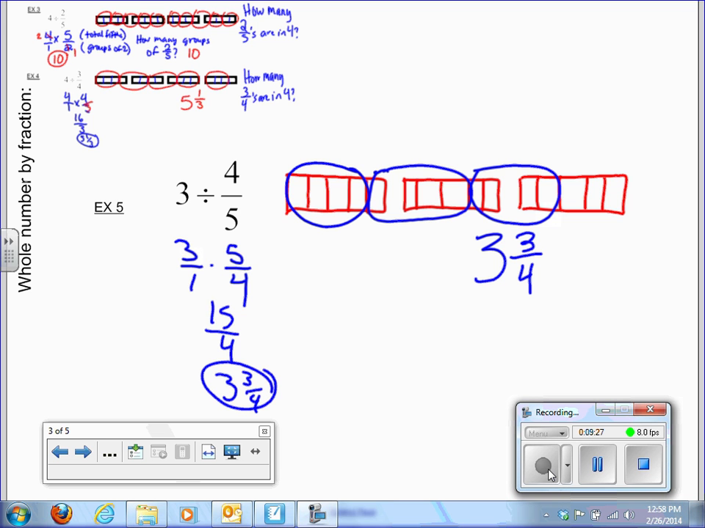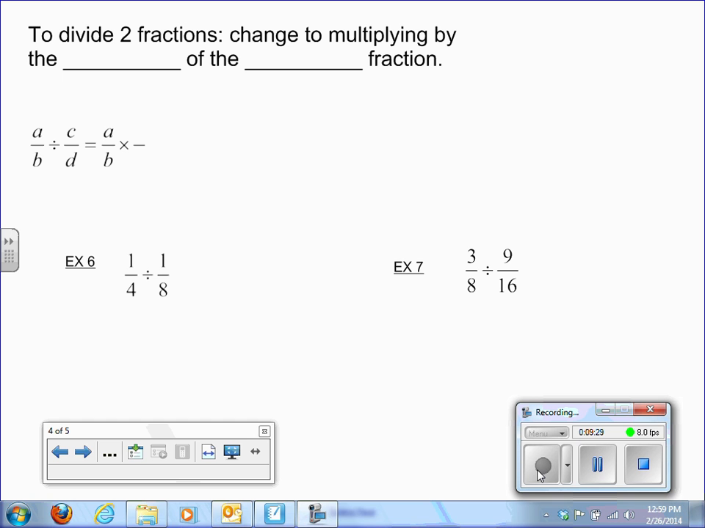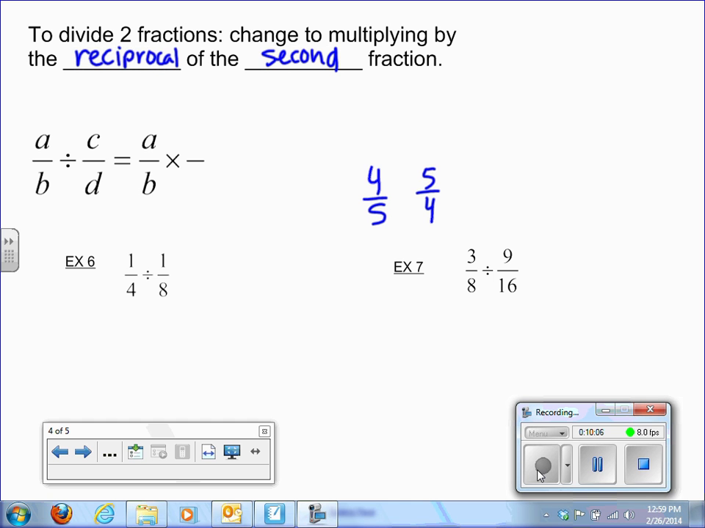Very good. To divide 2 fractions, we change the multiplication by, does anybody know what that's called when you have a fraction like 4/5 and you change it to 5/4? There's a vocabulary term. What do you think, Michael? Okay, it is called the reciprocal. It's the reciprocal. So we change to the reciprocal of the second fraction.